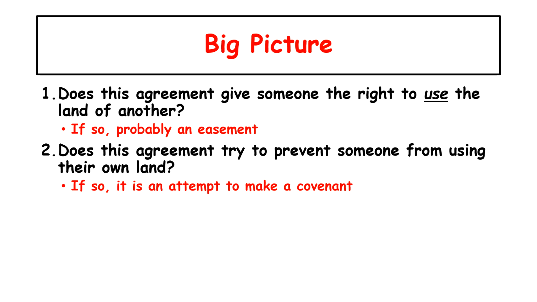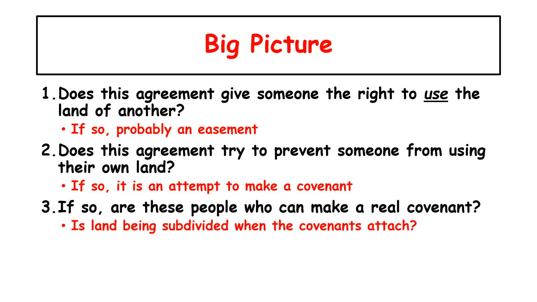So the next question you need to ask is, if so, are these people who can make a real covenant? Is land being subdivided when the covenant's attached? Because as we talked about, the only moment that you can make a real covenant is when there is a mutual interest and successive interest in land. So you need land to be divided in some fashion in order to make a real covenant. You have to have a single owner who is dividing up land. That's the moment where you can make a real covenant.